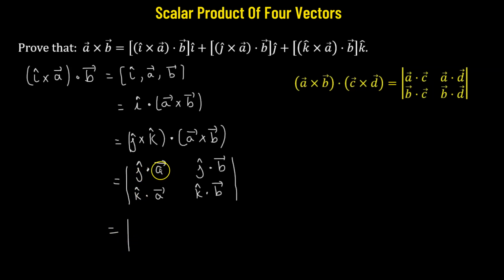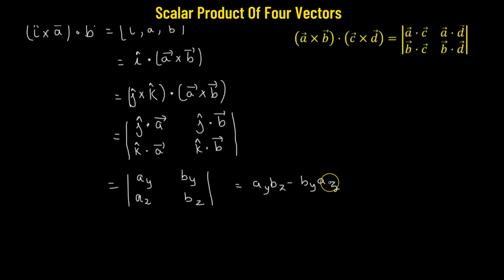J cap dotted with vector A means we are talking about the Y component of vector A, so we represent it with A suffix Y. J cap dot B vector is the Y component of vector B. K cap dot A vector is the Z component of vector A, and K cap dot B vector is the Z component of vector B. Now when we expand this determinant, it is going to give us AY BZ minus BY AZ.